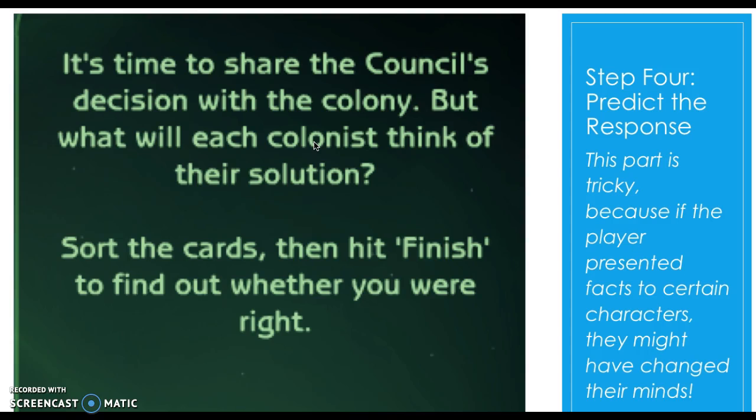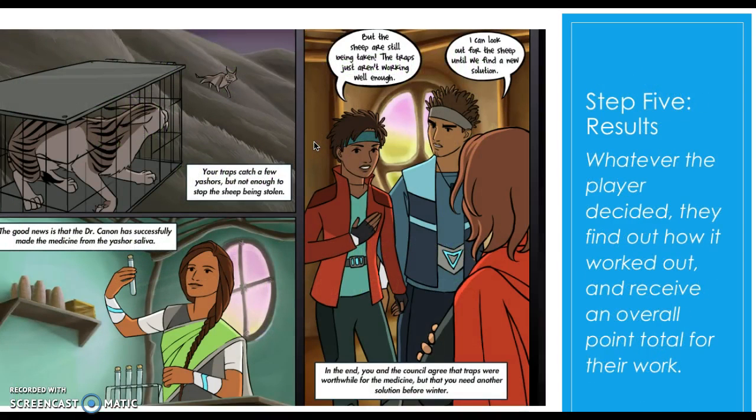From there, they get to go on and find out what is going to happen. But first they have to predict how each colonist will respond to the decision that they made. And it gets a little confusing because sometimes the colonists have changed their minds, which is very human of them. At the end, you go back to this graphic novel type presentation and you find out how your decision played out in the long run. They also get a point total for how they did overall, and they can go back and do the same storyline, making different decisions, or they can move on to a different storyline which is set in the same world, and I would be using the same characters.